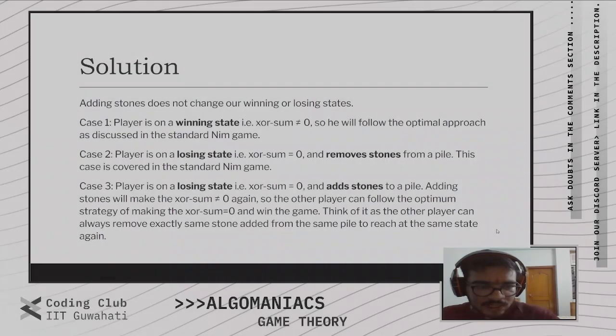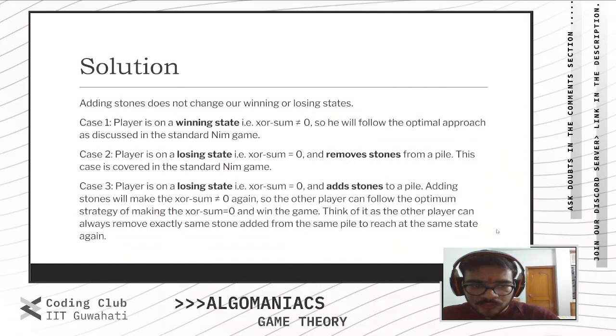Okay, so I'll just summarize what we discussed. The claim is that all the winning and losing states defined in the standard Nim game still hold true for this variant in which we can add stones to any pile. Because if a player adds some stones to any one of the piles, the other player can just remove exactly the same stones and return to the same state. So that won't change any winning or losing state for us. So that's the game of Nim and its variant for us.